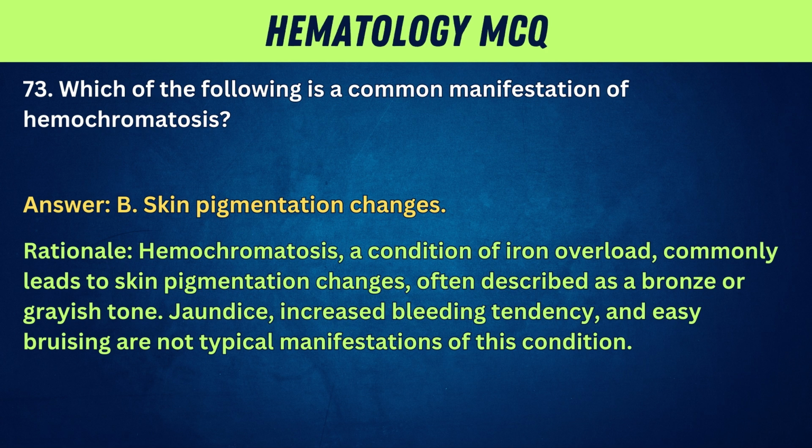Rationale: Hemochromatosis, a condition of iron overload, commonly leads to skin pigmentation changes, often described as a bronze or grayish tone. Jaundice, increased bleeding tendency, and easy bruising are not typical manifestations of this condition.